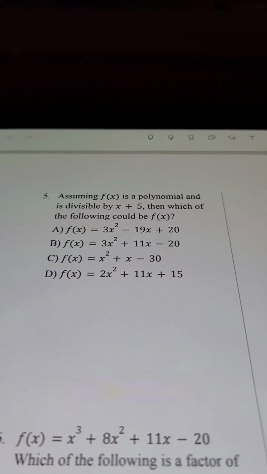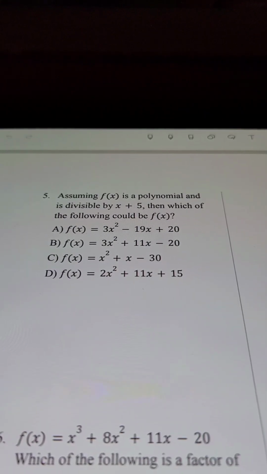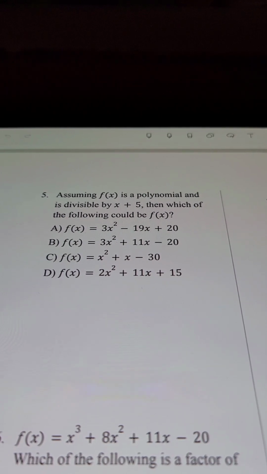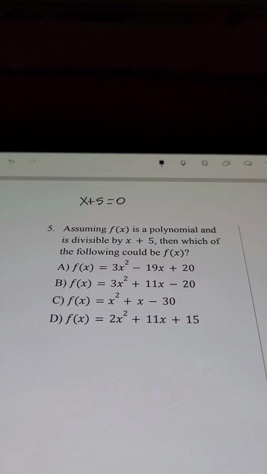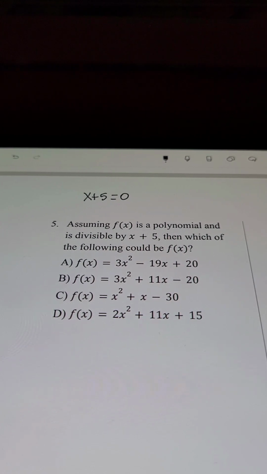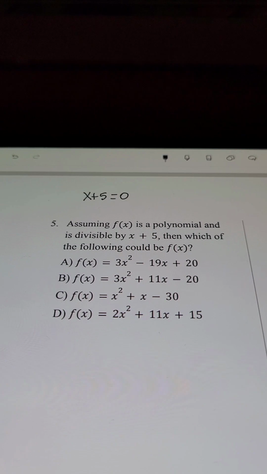So another way of saying that it's divisible by x plus 5 is saying that x plus 5 is a factor of the polynomial. So remember, if that's a factor of the polynomial, that means when we set it equal to 0 and solve for x, that x value, if we plug it into our polynomial, should also get us 0 for our polynomial. So let's solve for x by subtracting 5 from each side. So that means x is equal to negative 5. So basically, everywhere I see an x in the answer choices, I should plug in a negative 5.